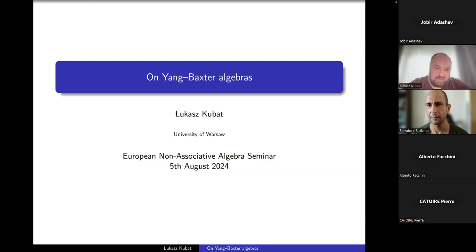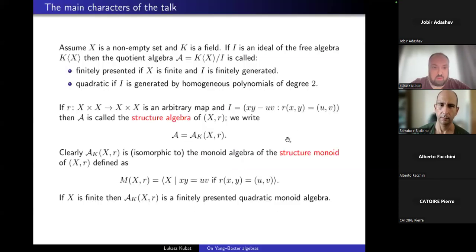I would like to thank you for the invitation and the opportunity to give this talk. It will be, as in the title, on Yang-Baxter algebras. But before I proceed to the definition of what a Yang-Baxter algebra is, I will try to give you some motivations for considering such structures, some background, and say what the main characters of my talk are.